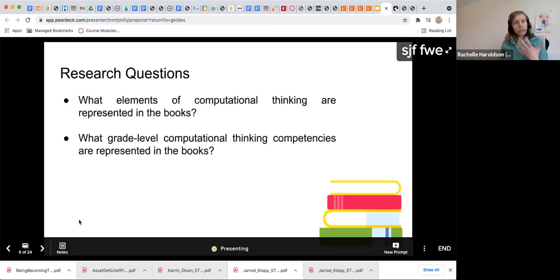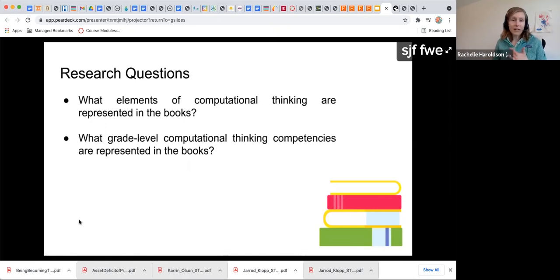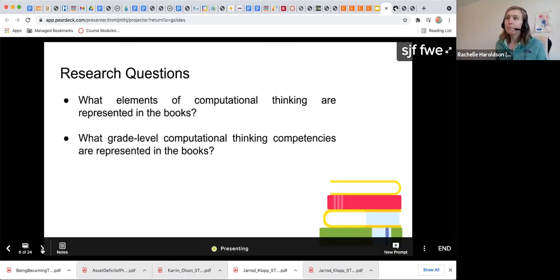So the research questions that really guided this analysis were: what elements of computational thinking are represented in the books, and what grade level computational thinking competencies are represented in the books? First, we wanted to identify the specific elements of computational thinking. Which ones do we find in the books that we chose? And what grade level? Even though the interest level of the book might be targeted for K-2, what's really the computational thinking competency that's going on there? Is it targeted for grade 2, or maybe for a higher grade level?